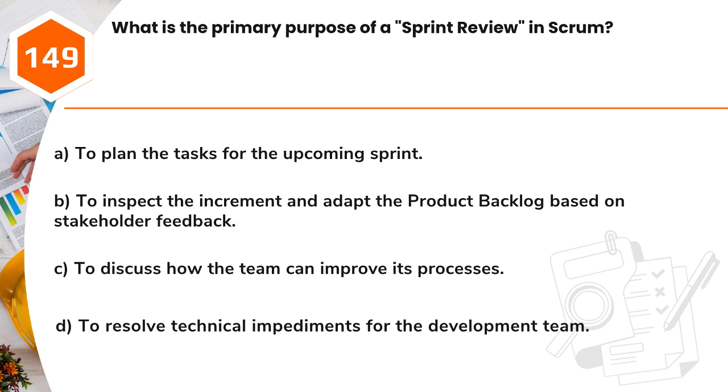Question 149. What is the primary purpose of a sprint review in Scrum? A. To plan the tasks for the upcoming sprint. B. To inspect the increment and adapt the product backlog based on stakeholder feedback. C. To discuss how the team can improve its processes. D. To resolve technical impediments for the development team.